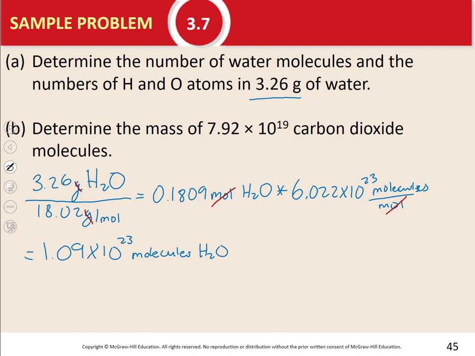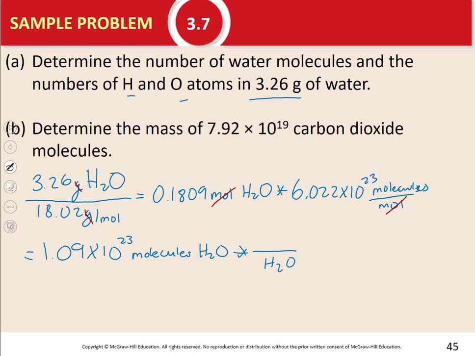So now I'm at molecules, but it also wants to know what the number of hydrogen and oxygen atoms are. So to get from molecules to atoms, we're going to use the ratio. So, factor label method, chapter 1. What I want goes on top. What I don't want, what I want to cancel, what I started with, goes in the bottom. I currently have molecules of H2O, so H2O is going to go on the bottom.